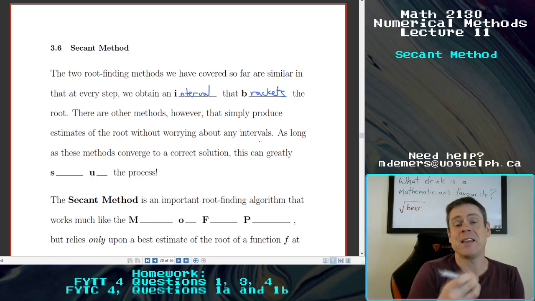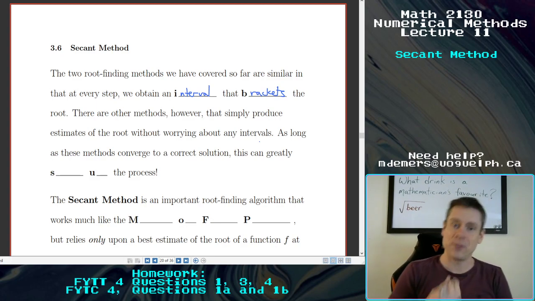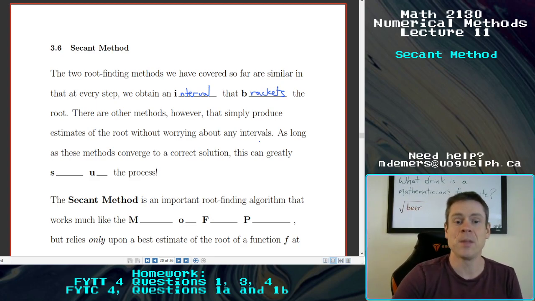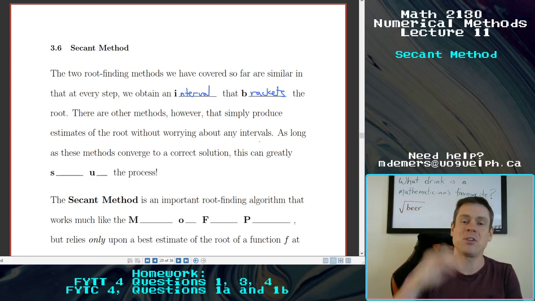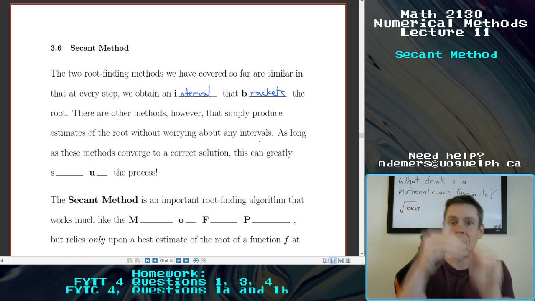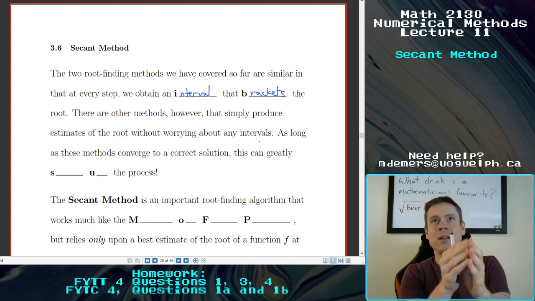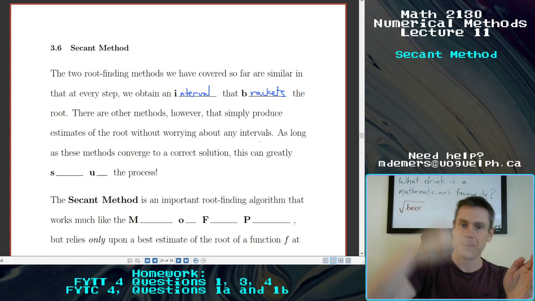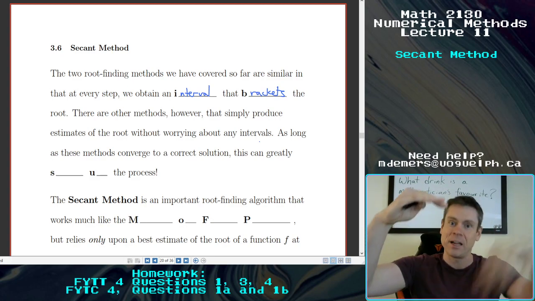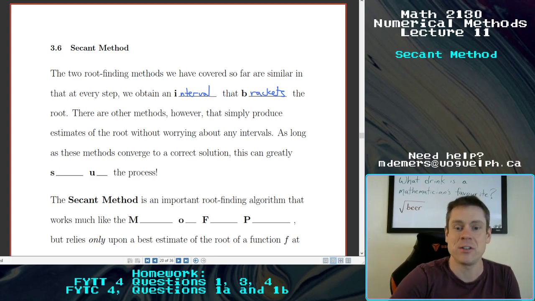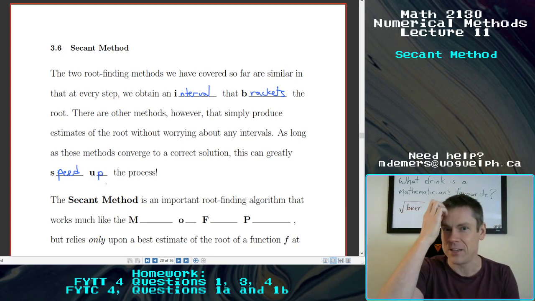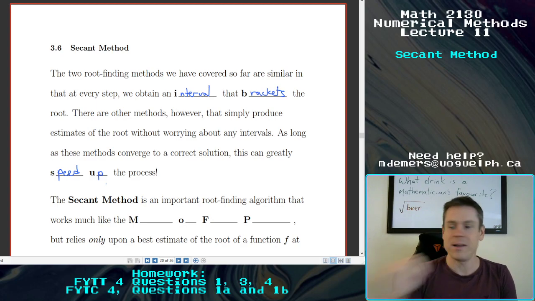But the thing is that there are other methods, and the one that we talk about today, and the one that we talk about in the next video, don't use intervals. And we don't do a special step to check to make sure that a root is bracketed, like having one side of the interval positive and the other side negative. That's not going to be in play anymore. And these sorts of considerations can greatly speed up the process. There are some caveats, and I'm going to show you what those caveats are, but there's a lot of potential there.